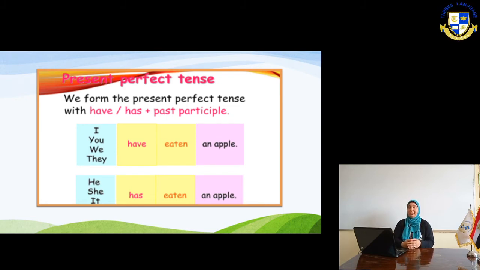Of course, we use have with I, you, we, and they. Like in this example in front of you, you will see: I have eaten an apple. You have eaten an apple. They have eaten an apple. With he, she, it, you say he has eaten an apple, she has eaten. So in the present perfect, you should use have or has plus the past participle of the verb.